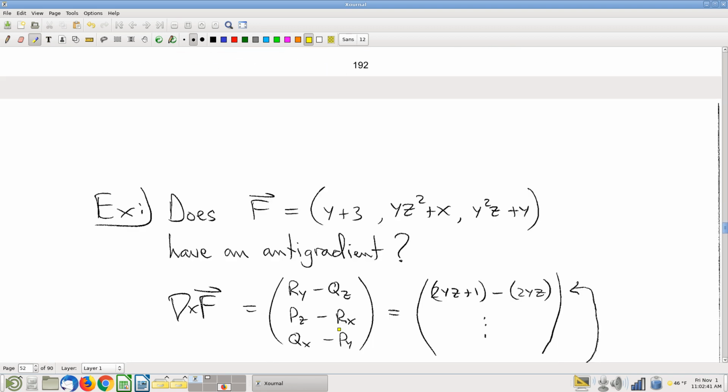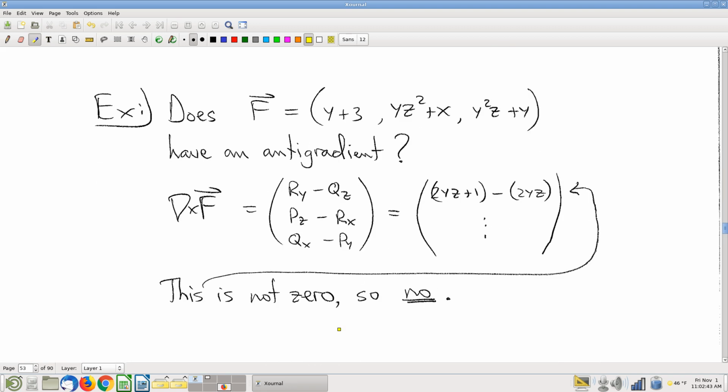And here's an easy example of that in action. Example. Now here's a vector field. Does it have an anti-gradient?